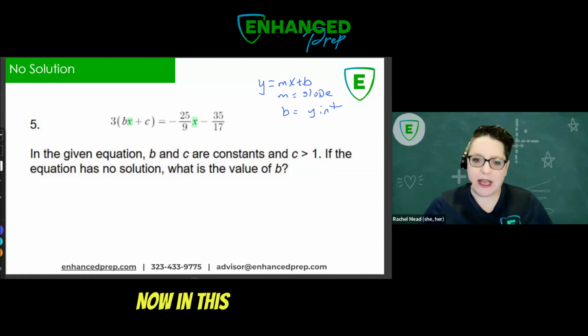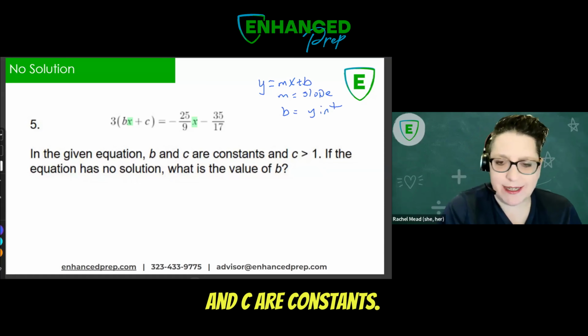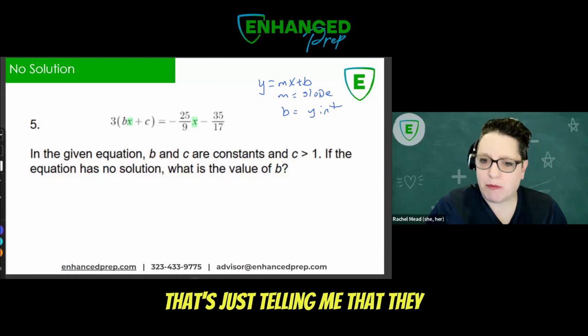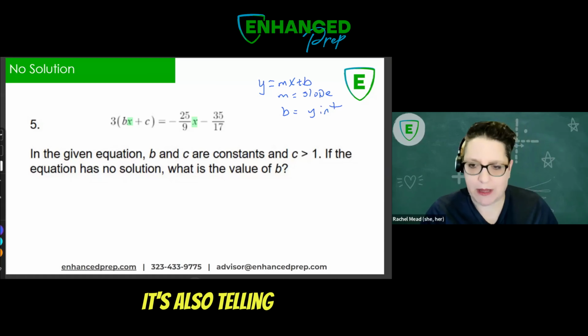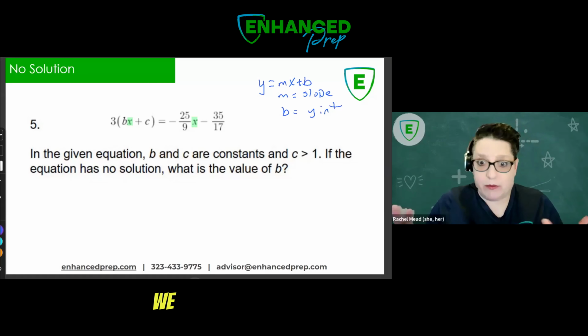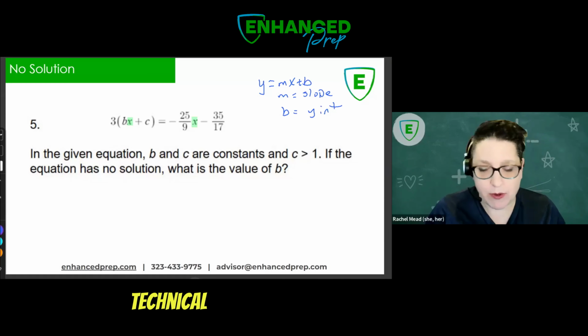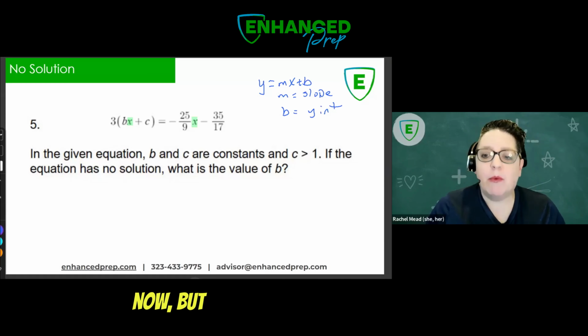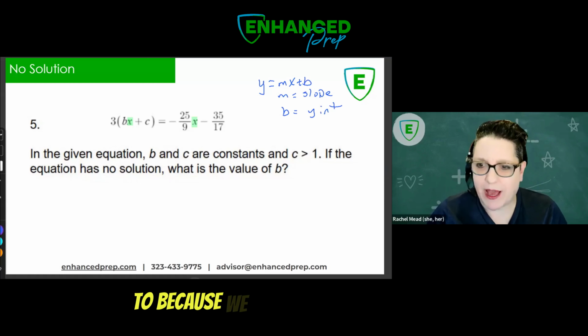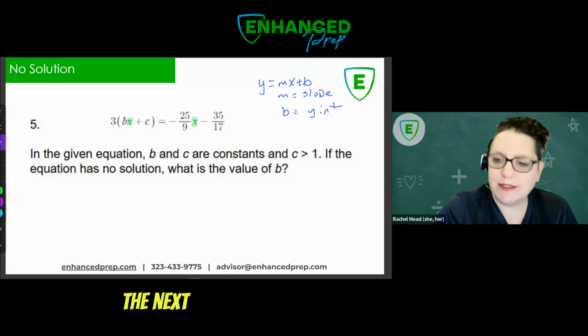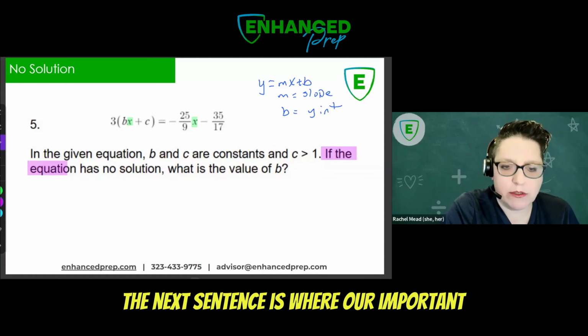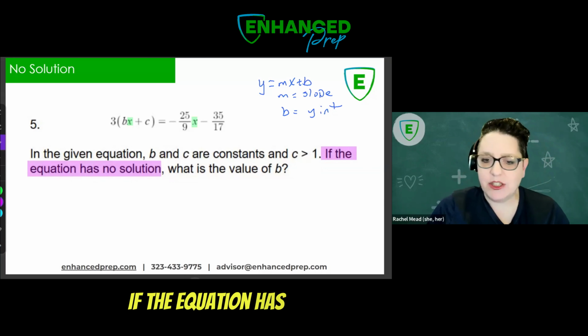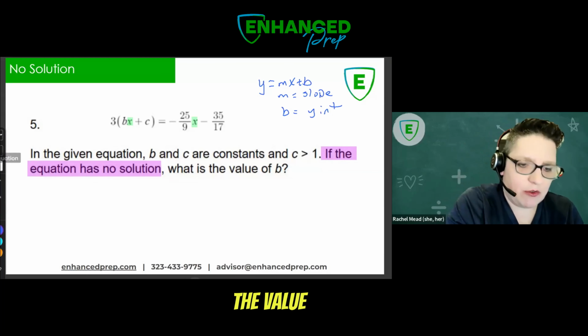Okay. Now, in this case, it's telling me that B and C are constants. That's just telling me that they represent numbers. It's also telling me that C is greater than 1. We could worry about getting all technical with those components right now, but we don't even know if we need to because we haven't hit our question yet. The next sentence is where our important stuff is. If the equation has no solution, what is the value of B?